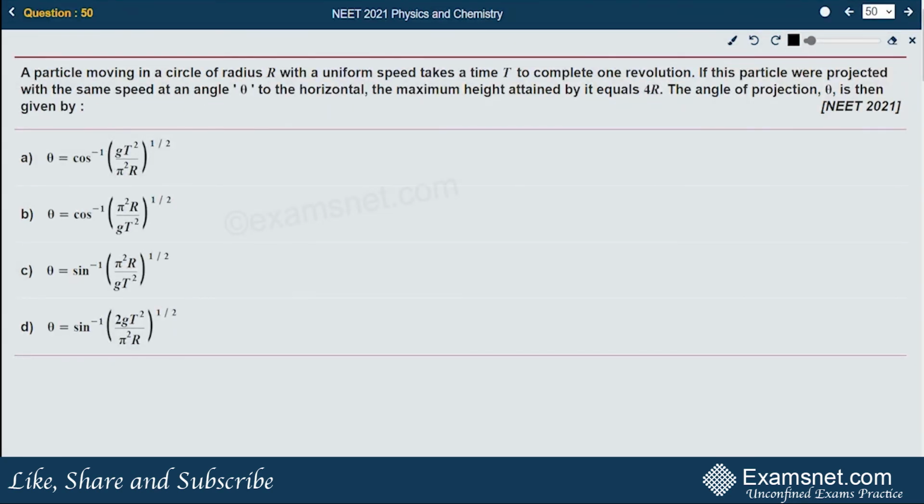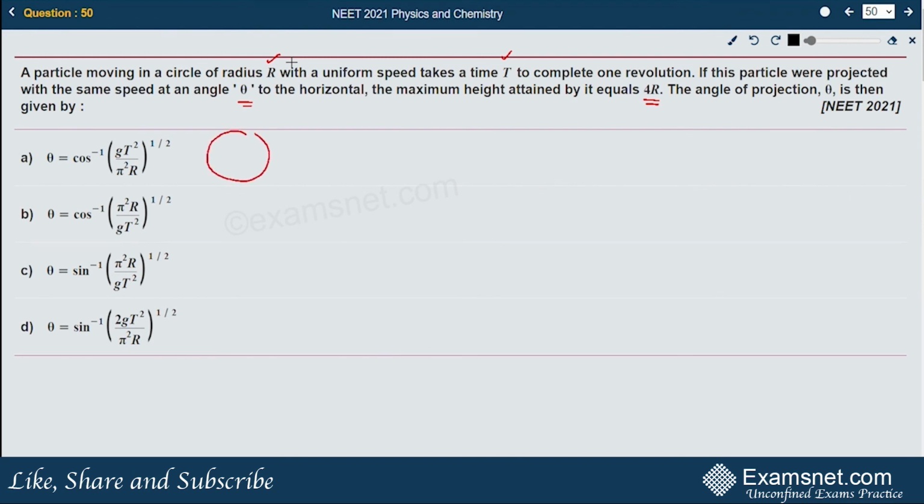And now the last question is from the chapter Motion in a Plane, and the question is, a particle moving in a circle of radius capital R with a uniform speed takes a time T to complete one revolution. If this particle were projected with the same speed at an angle theta to the horizontal, the maximum height attained by it equals 4R. Okay, then the angle of projection theta is given by.